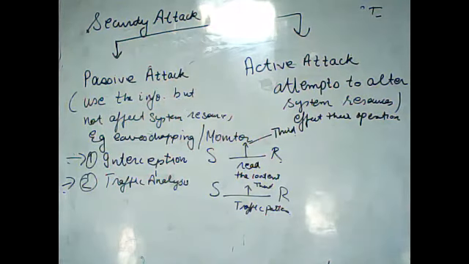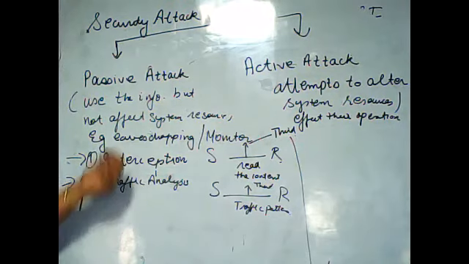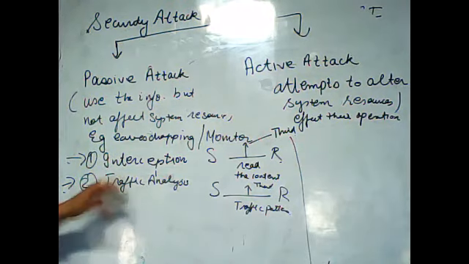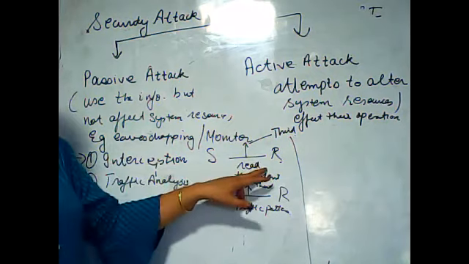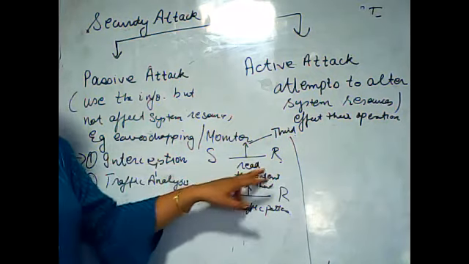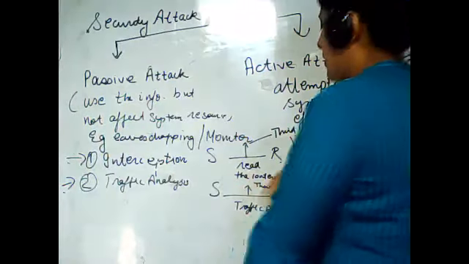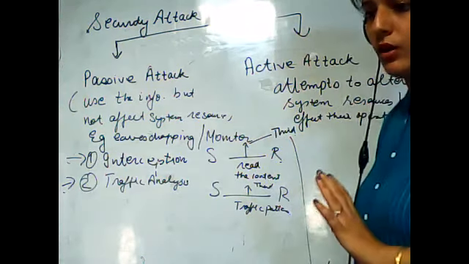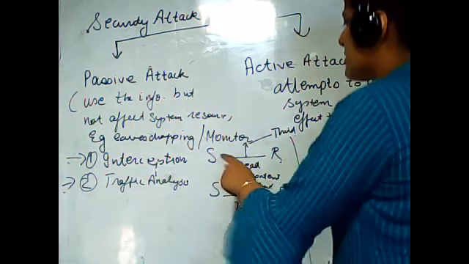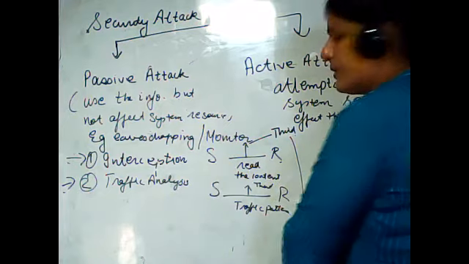Clear? Now we come to the active attack. If somebody asks you what the different types of passive attack are, you must understand that we have interception and traffic analysis. Interception is simply that it will read the content of your message. The third party is not concerned with anything and will not alter anything regarding your message, but it will just read your message that is being sent from the sender to the receiver.